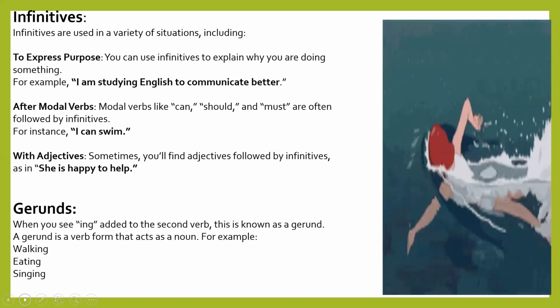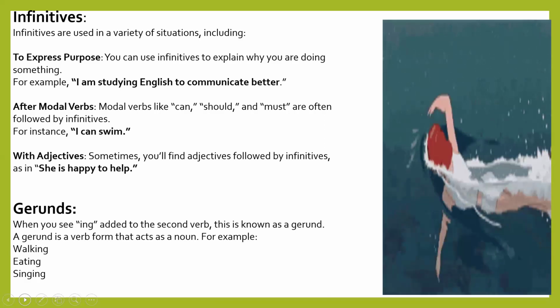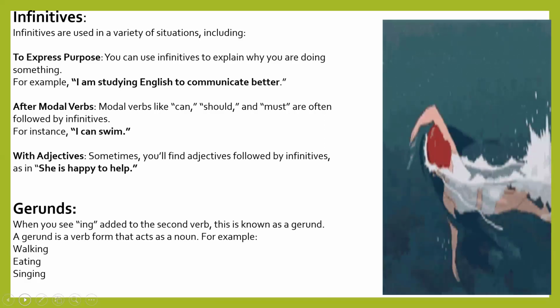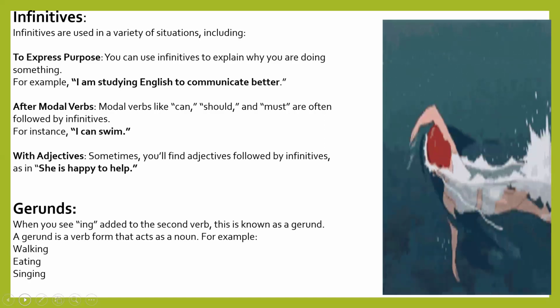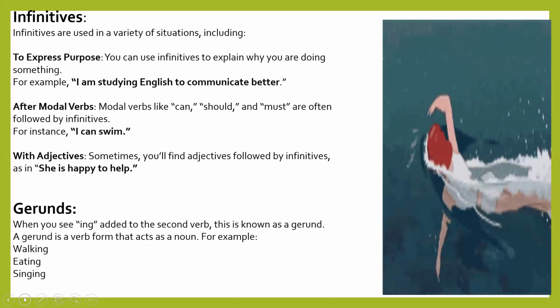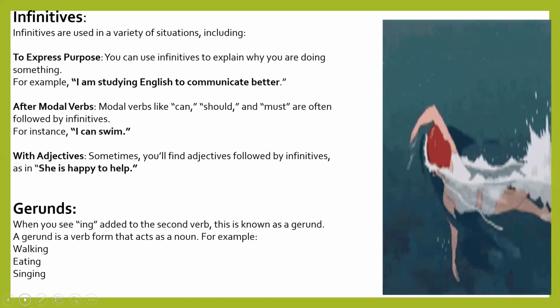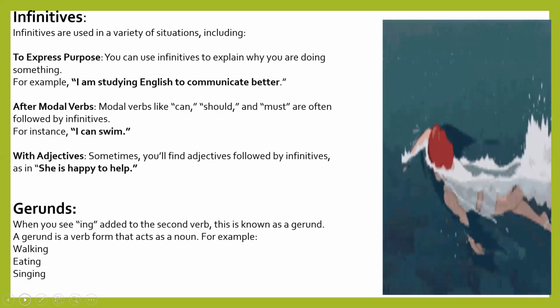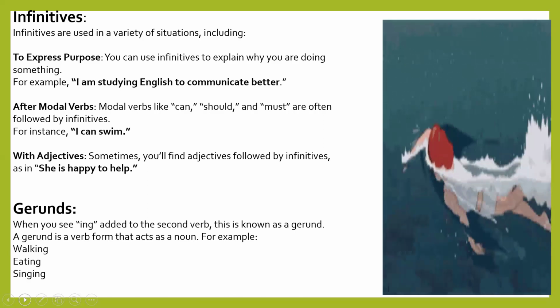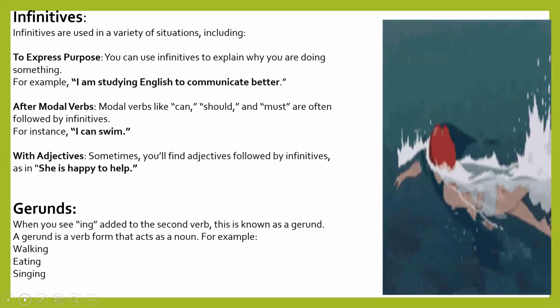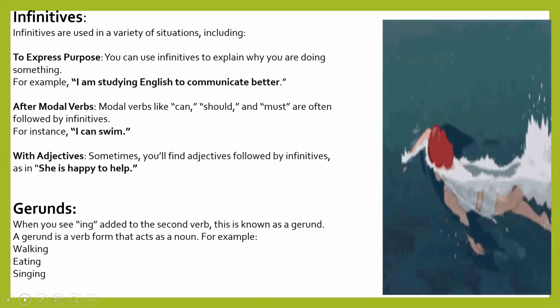I have made a video, kindly watch it so you can understand the differences between the full infinitive and the bare infinitive. So can is a modal verb and swim is a bare infinitive. The third use is along with adjectives. Sometimes you will find adjectives followed by infinitives, as in "She is happy to help." Happy is an adjective and to help is an infinitive.